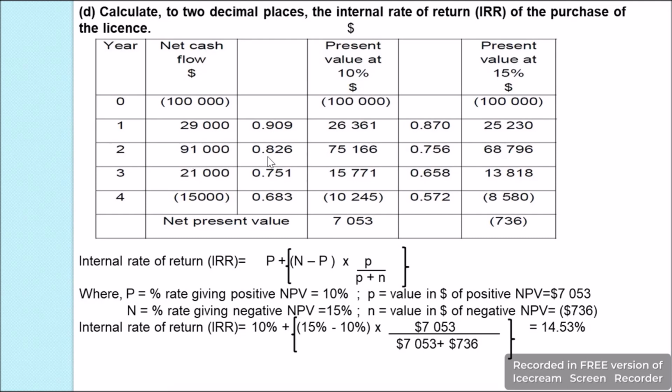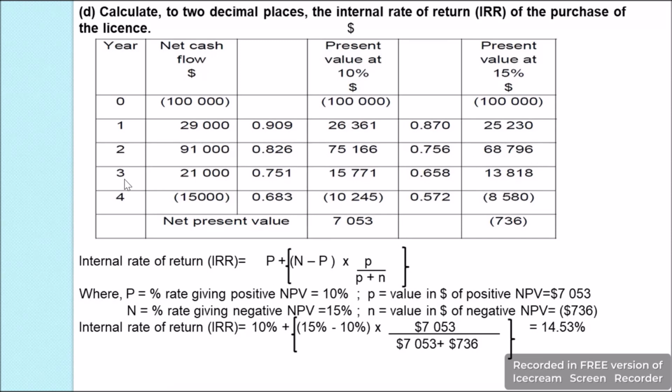Then in year 2, we have calculated the net cash flow as $91,000. And again, the discounting factor at 10% given for the second year was 0.826. So when we multiply 91,000 times 0.826, we get the value as $71,166. And for 15%, the discount factor which was given for year 2 was 0.756. So 91,000 times 0.756 will be $68,796.